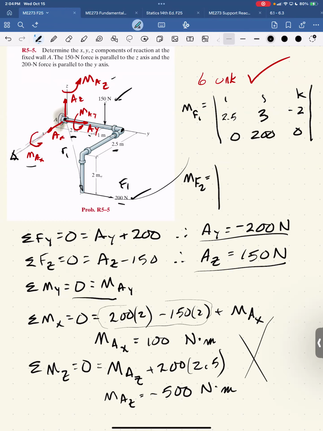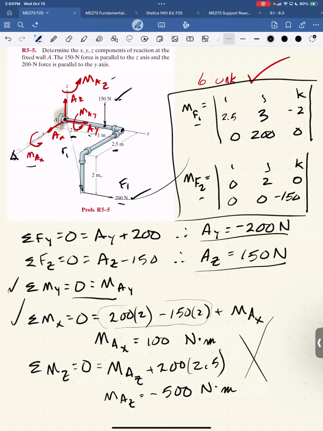Am I making sense? So you do I, J, K. In this case, the R vector is just 2 in the J, so 0, 2, 0, and that force vector is 0, 0, minus 150. So you could do these two first, and then do these 3 moment equations. And then these numbers will already be calculated from these 2 determinants. Hope that makes sense. I want to give you 2 options.